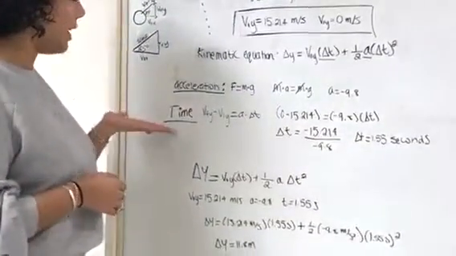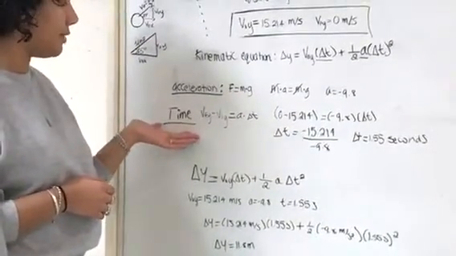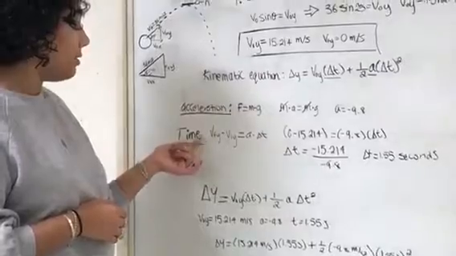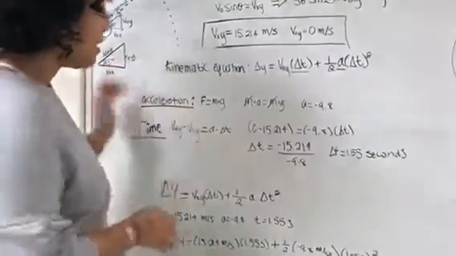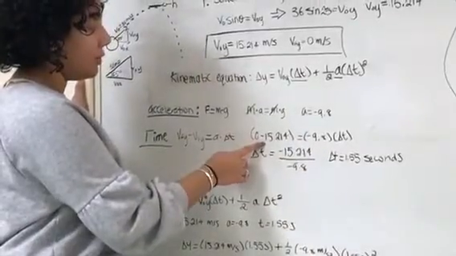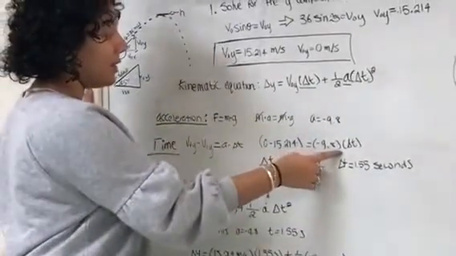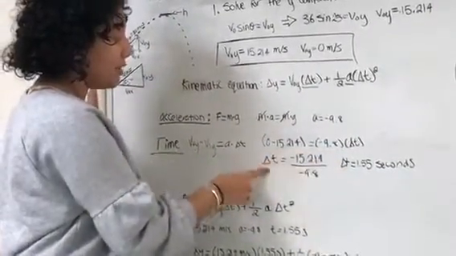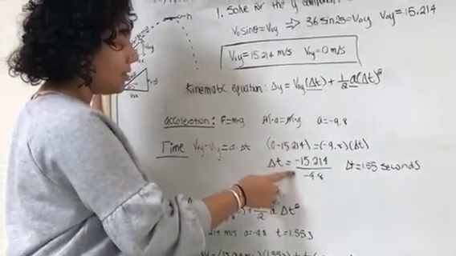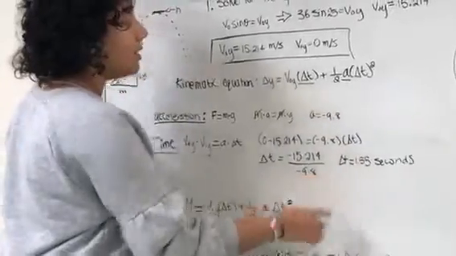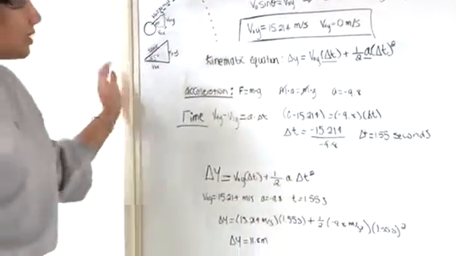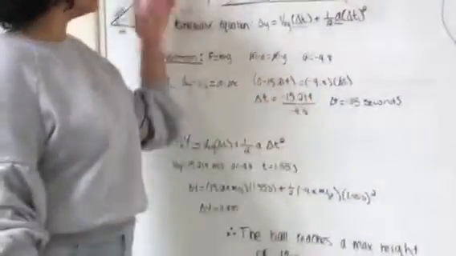Now we're solving for time. The kinematic equation we can use for this is velocity final minus velocity initial equals acceleration times delta t. So 0 minus 15.214 equals negative 9.8 times delta t. Rearranging, we can solve for delta t equals negative 15.214 divided by negative 9.8, giving us a delta t of 1.55 seconds. So it takes 1.55 seconds to reach max height.